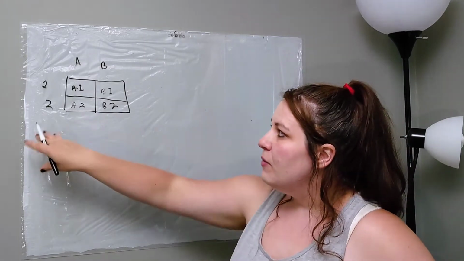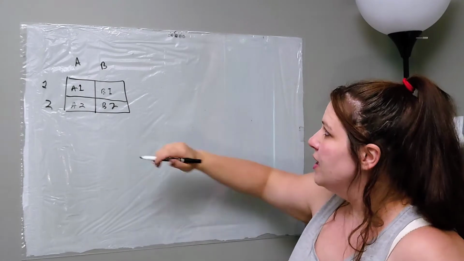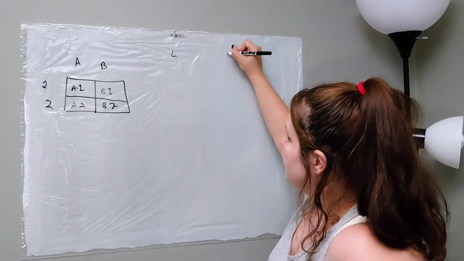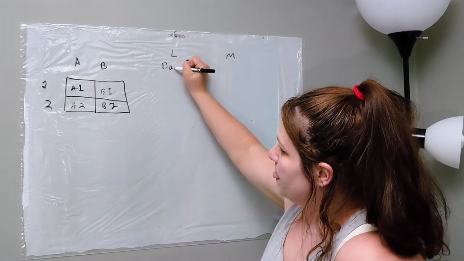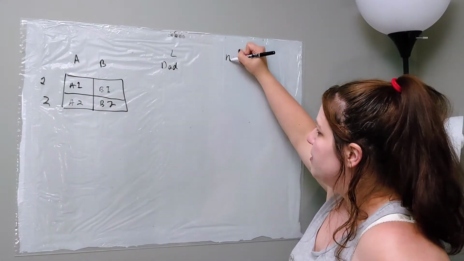So we're going to go with letters and numbers. Let's say we have a letter parent and a number parent. Our letter parent, let's just say, is going to be Dad, and we're going to make the number parent Mom.